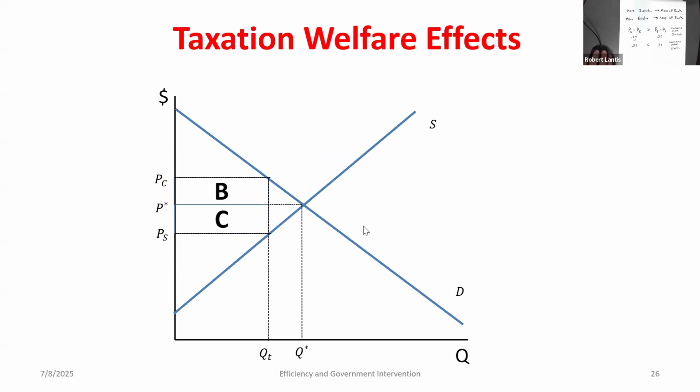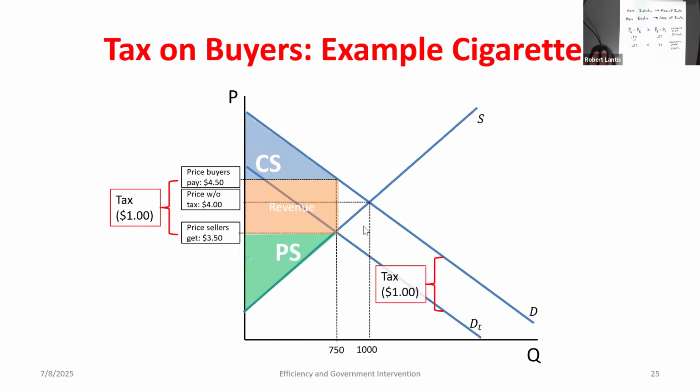If I go back to my earlier example, who was bearing more of the burden in this example? It's kind of a weird one. Well, the amount that consumers paid went up by 50 cents. Sellers kept 50 cents less. Here we would have the exact same elasticity. They're bearing the burden of this tax equally.